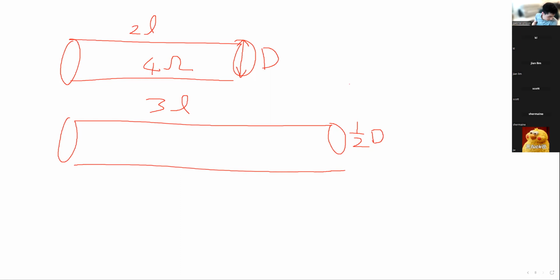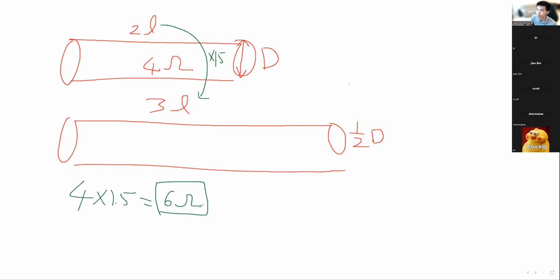Okay, time's up, everyone. For those who did not get it, not so good. But for those who got it, excellent job. You have grasped the concept and you are that much higher in the percentile already. Yet again, we compare the length versus the length. If we look at here, it's a multiplier of 1.5. So the 4 ohm will multiply by 1.5, which lands you at 6 ohms. Almost everyone got this answer because it's very straightforward.